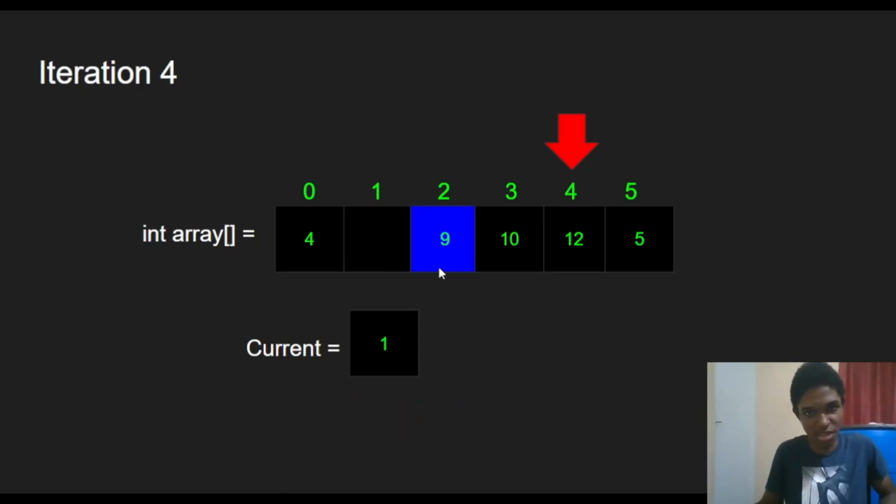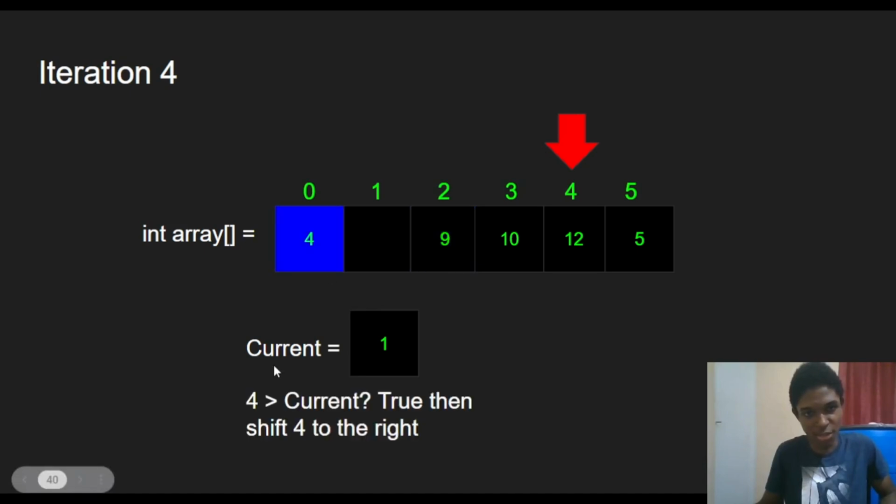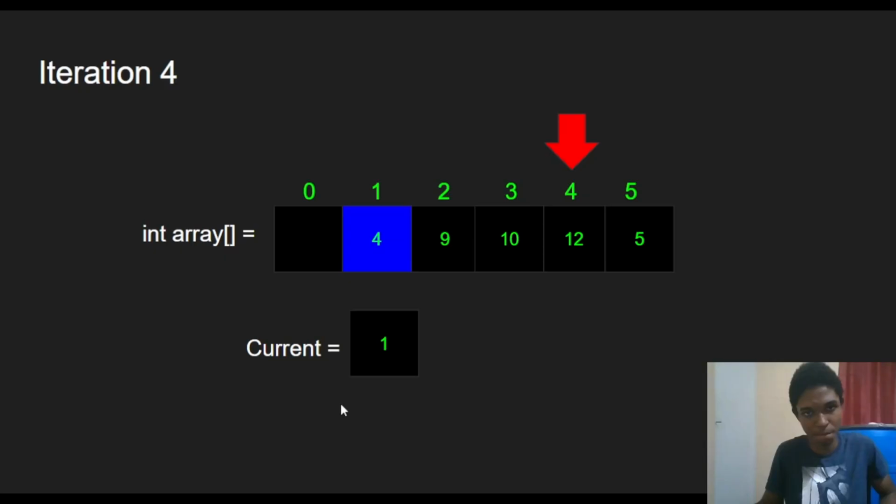So now we have shifted 9 to the right, and we have one more value remaining on the left. So we'll say, is 4 greater than our current? True, because 4 is greater than 1. So we'll shift 4 to the right. Now guys, we have an empty position. So we'll take whatever is in current and place it at this empty position. So position 0 now has the value 1.